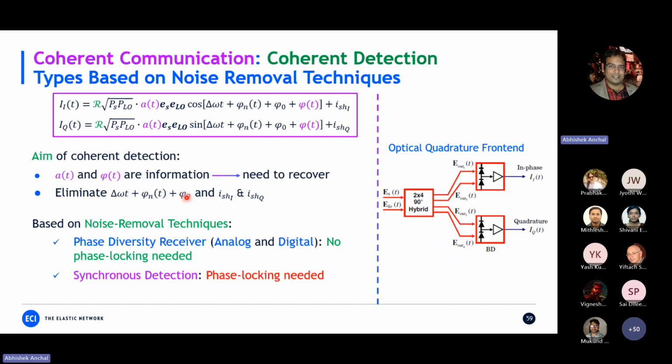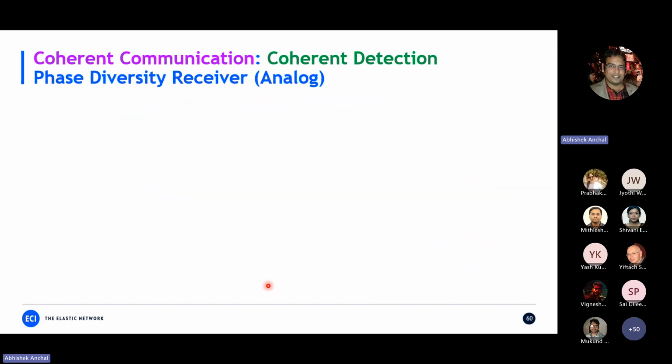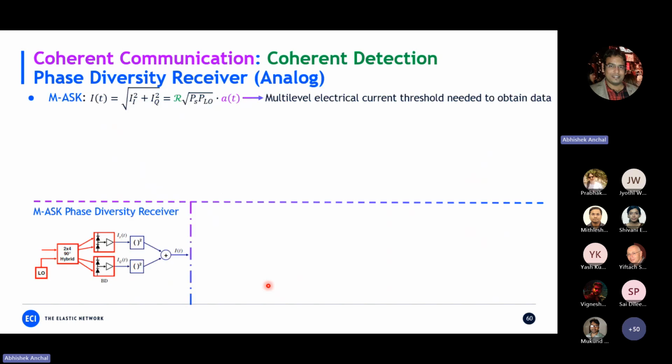So depending upon how we remove the noise, there are two different types. Even in coherent, we have two different types depending upon how you remove this extra phase error term. One is called the phase diversity receiver, and again there is analog and digital. It doesn't require phase locking, and it was the very earlier version of the transceivers. For a long time now we have moved to modern coherent transceivers where we use synchronous detection, where we do require phase locking. Okay, so let's start with the very simple one, the phase diversity receiver, which is analog.